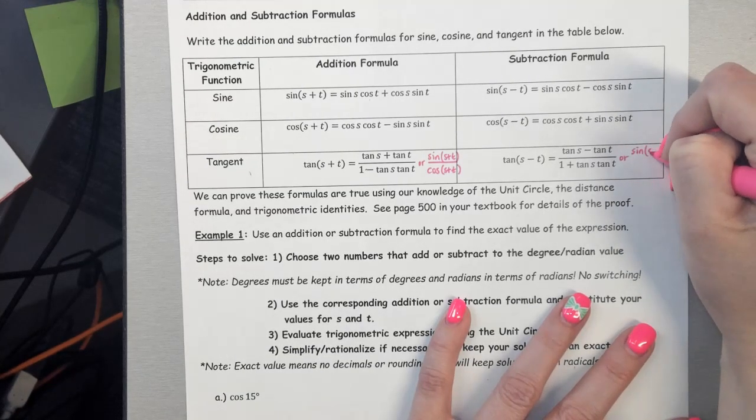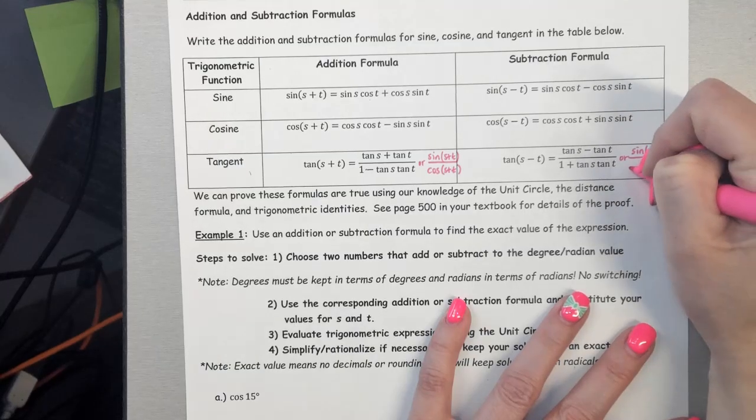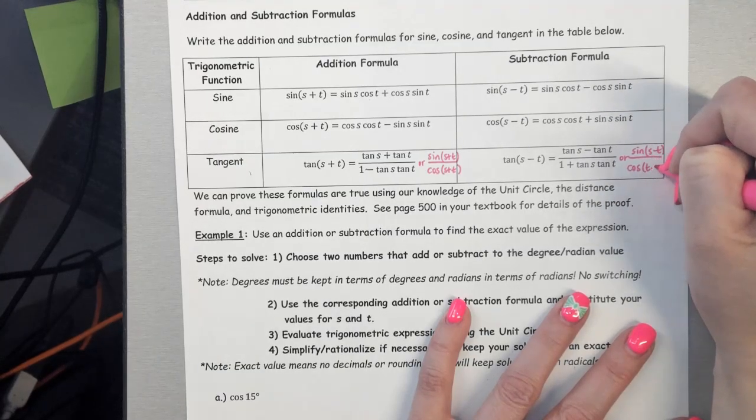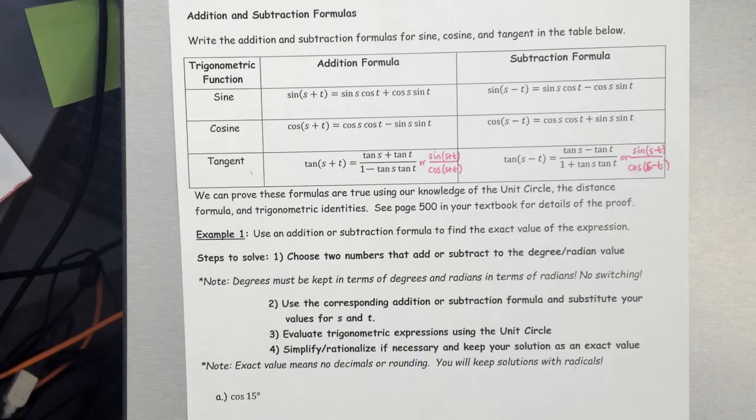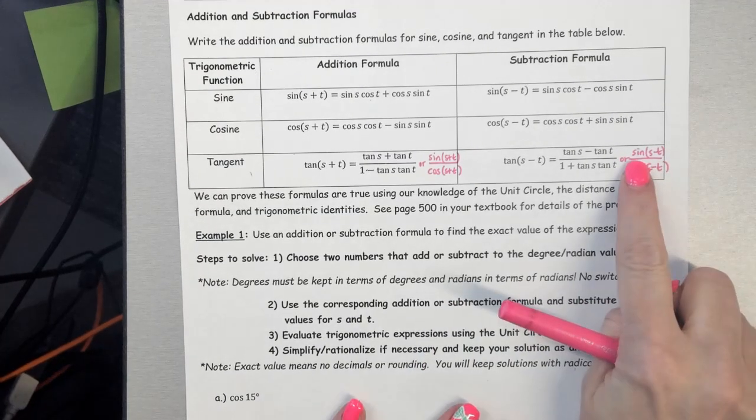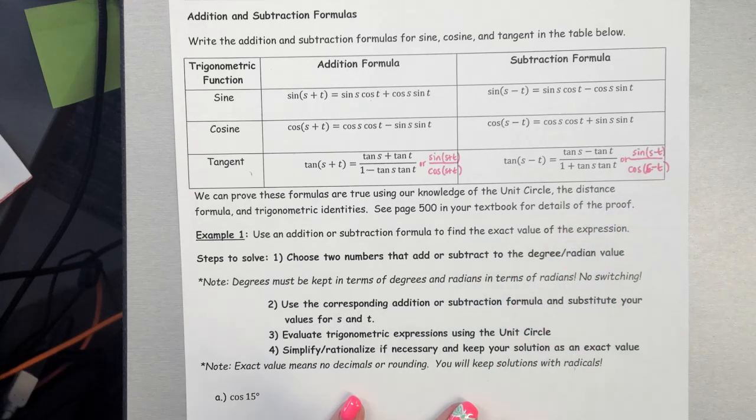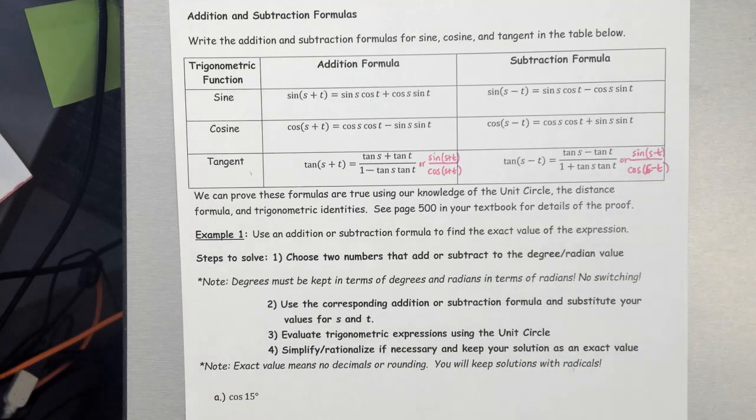Or if it was subtraction, you would use the sine subtraction formula over the cosine. Oops, this will be s minus t. Okay, so the sine of s minus t over the cosine of s minus t. Okay, and that happens because tangent can be undefined, or you might get like 0 in the denominator there. So if you get a 0, that's going to be your second option.